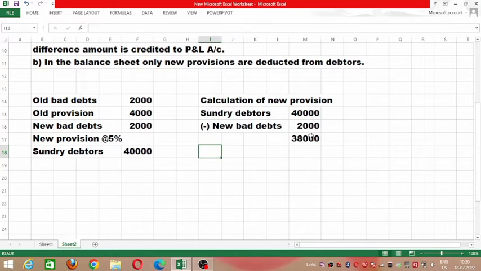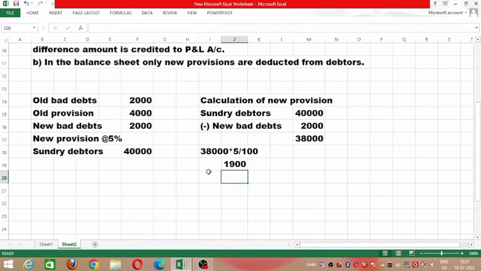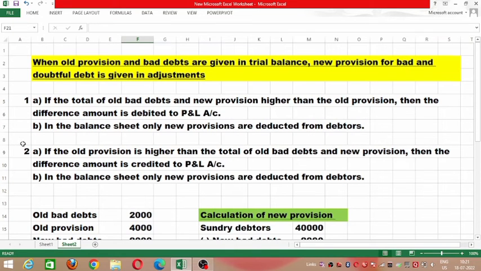So on this 38,000 we have to calculate at the rate of 5%. It is 1900. We have got the answer here. New provision at 5% is 1900. Okay, so now we have got all the information. Let's see the treatment for new provision for bad and doubtful debts.